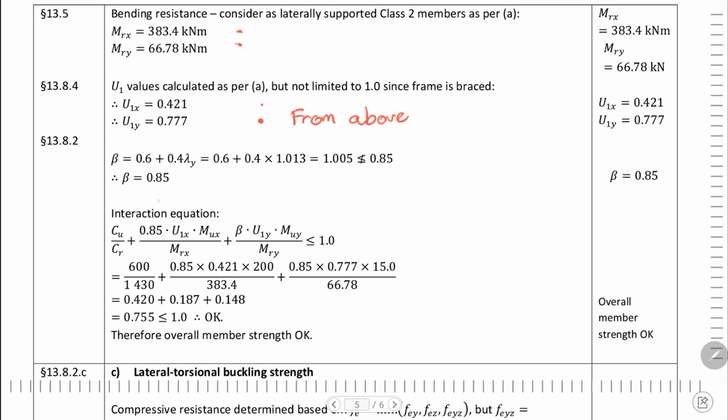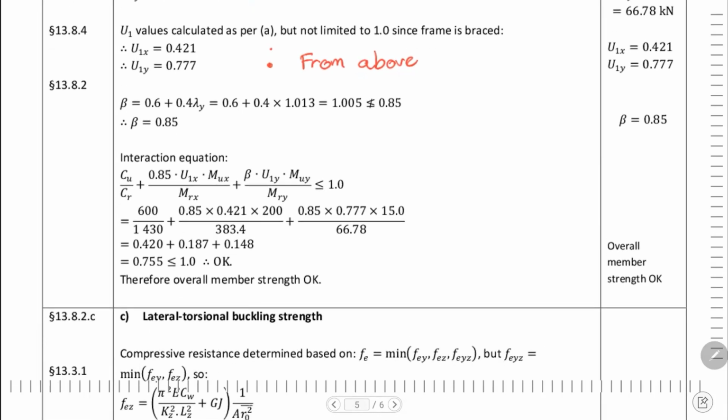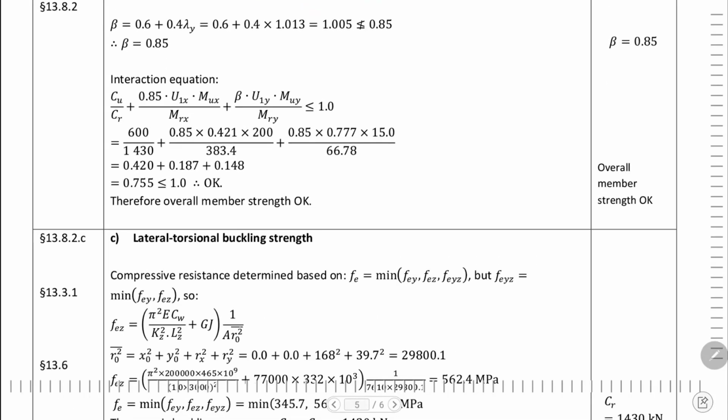Our beta value, we go through and calculate it and find out it's not less than 0.85, so we set it to 0.85. Plug all the values in the interaction equation and great, it all works out. We are still fine. The combined beam column resistance is more than enough.